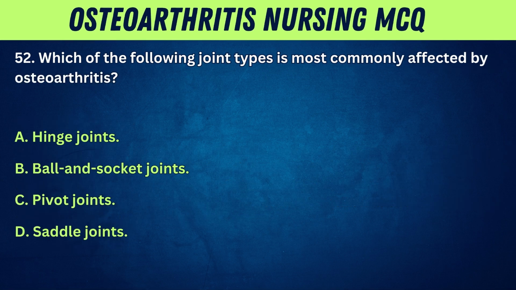52. Which of the following joint types is most commonly affected by osteoarthritis? A. Hinge joints. B. Ball and socket joints. C.